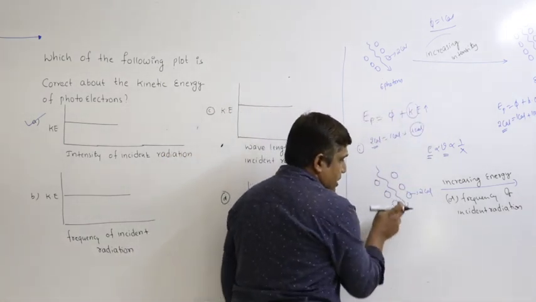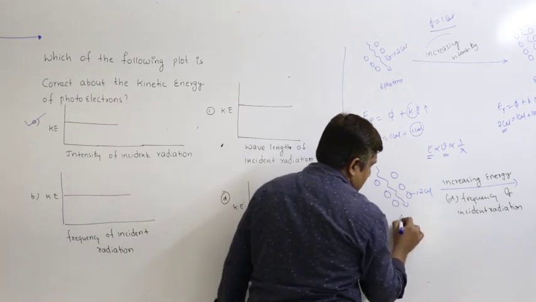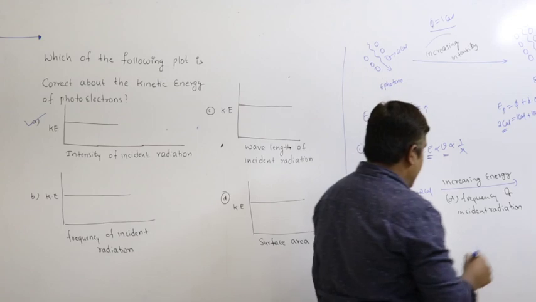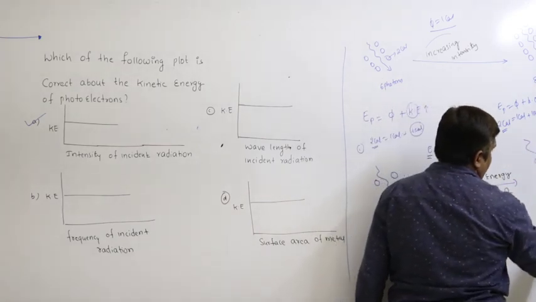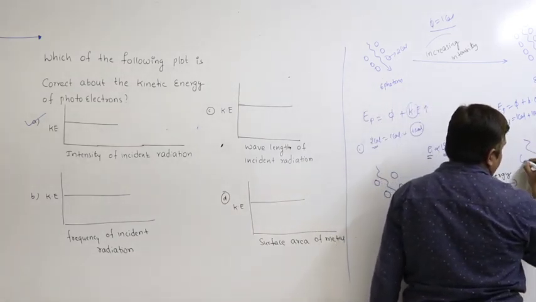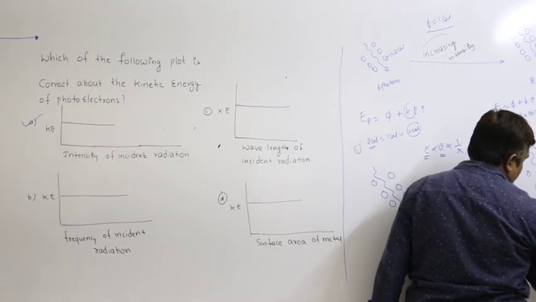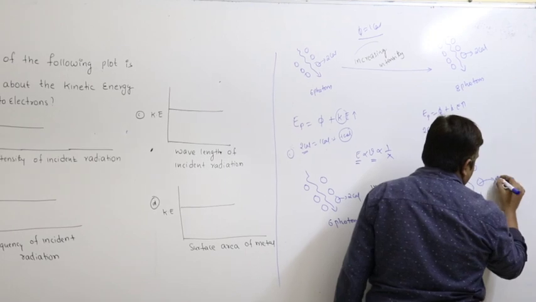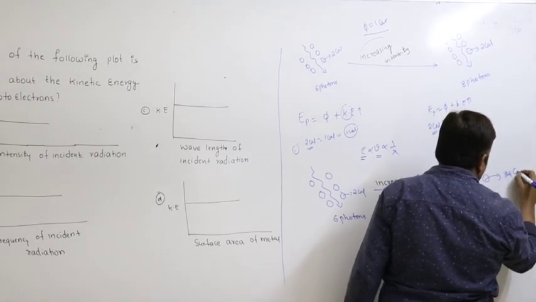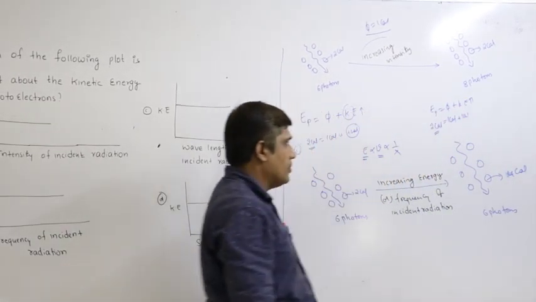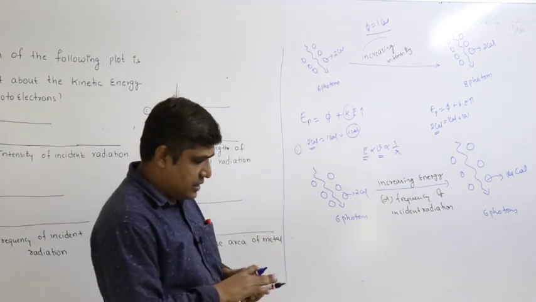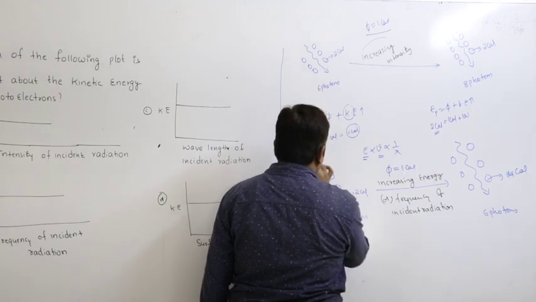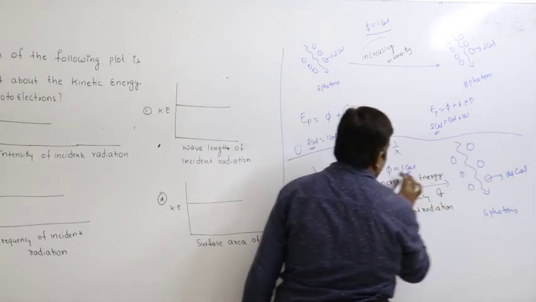How many photons are emitted per unit time? 6. Let us write 6 photons are available here. When I increase the energy, what happens? 1, 2, 3, 4, 5, 6. Here also you will get 6 photons per unit time. But the energy of each photon, let us say, 4 calories. Energy of each photon is increased. Say work function is 1 calorie. I am taking a metal whose work function is 1 calorie.